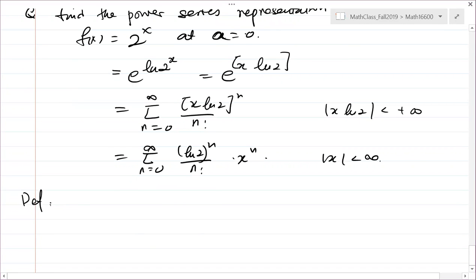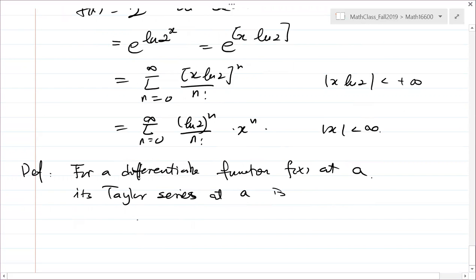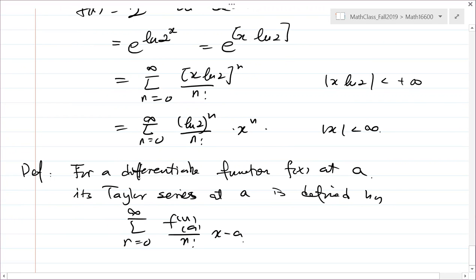Now, let me emphasize the definition here. Definition: for a differentiable function f of x at a, its Taylor series, because it's associated with the function, its Taylor series at a is defined by this candidate. We just simply call it the Taylor series.